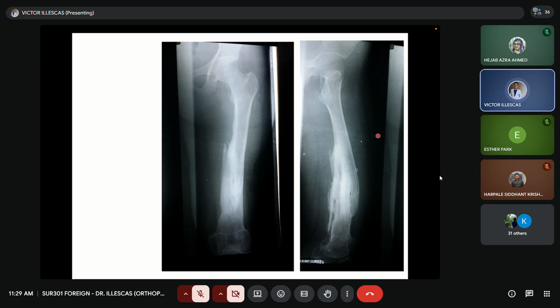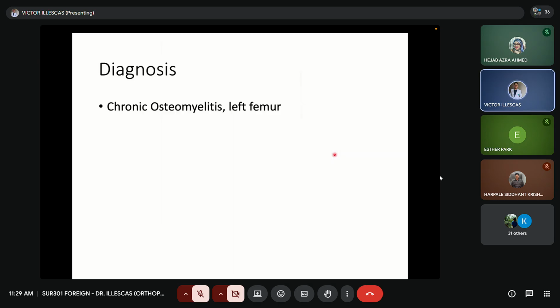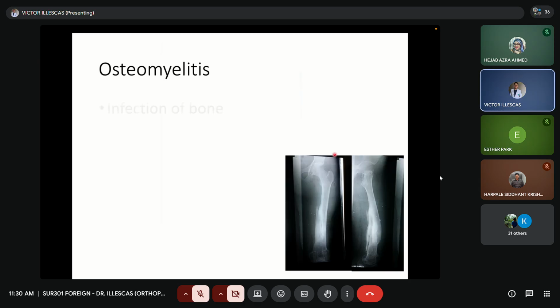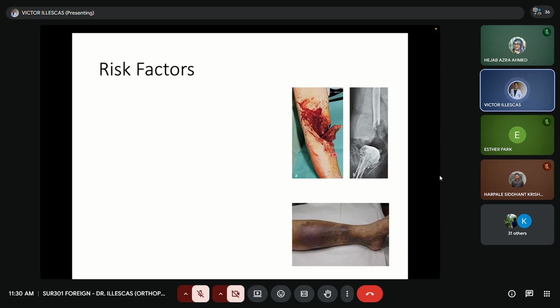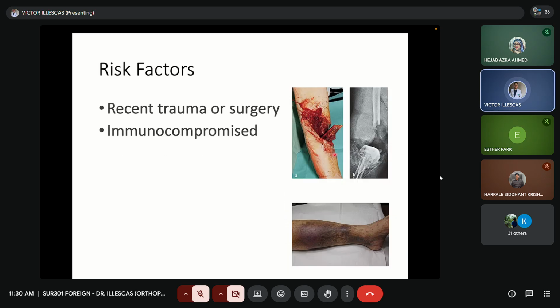If we look at the X-ray, you see the sclerotic area of the middle to distal third of the thigh, here both in AP and lateral view. So this may be considered as an infection of the femur. Osteomyelitis, or the infection of the femur or of the bone, is a progressive inflammatory destruction and apposition of new bone. There may be risk factors, recent trauma, and surgery.